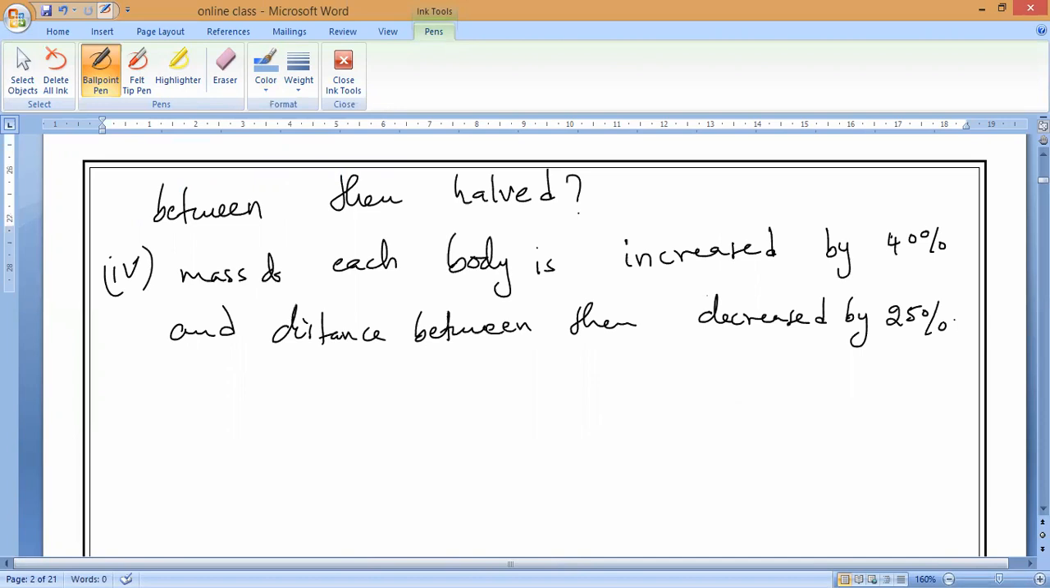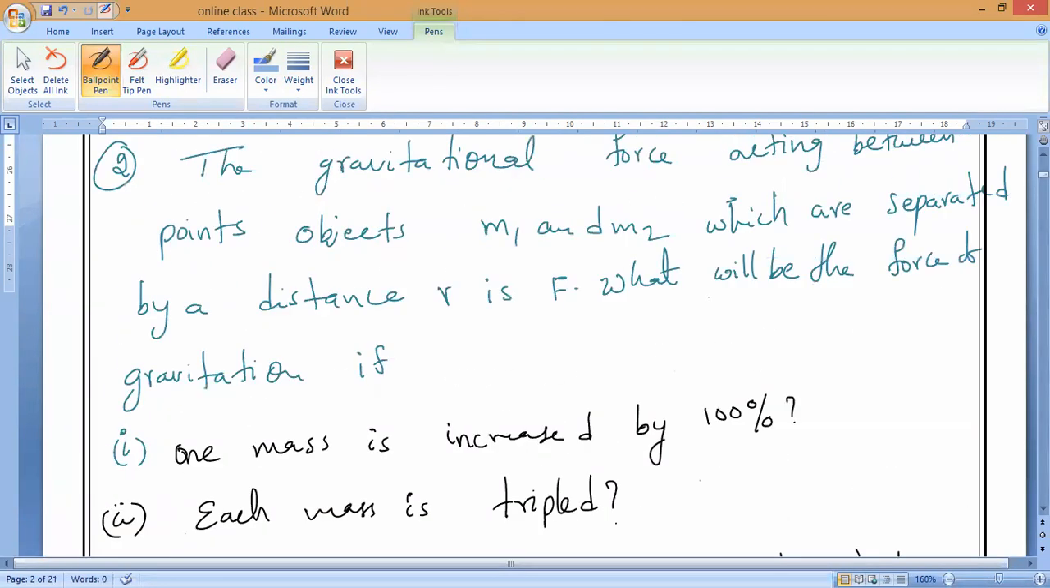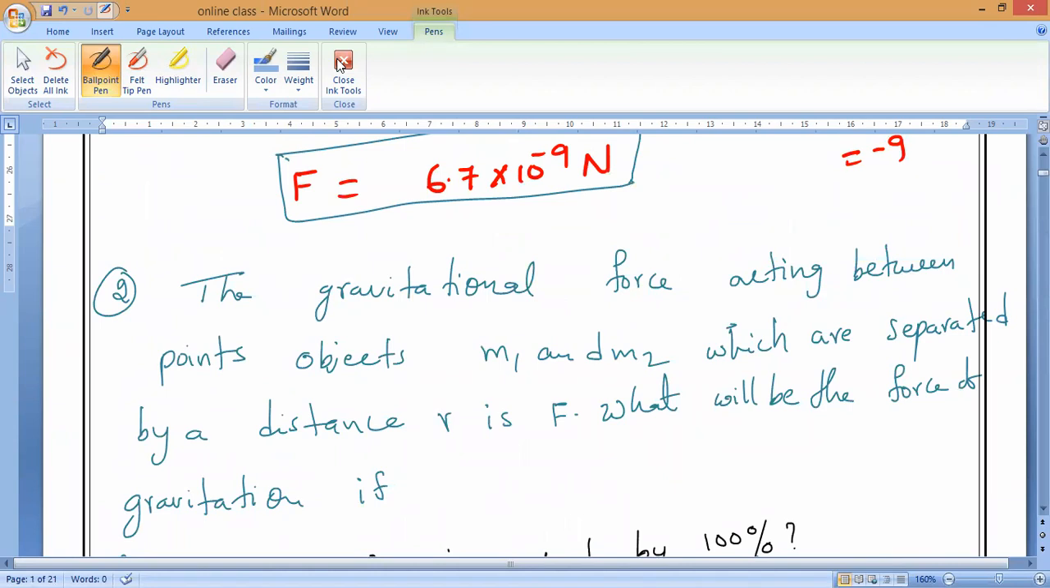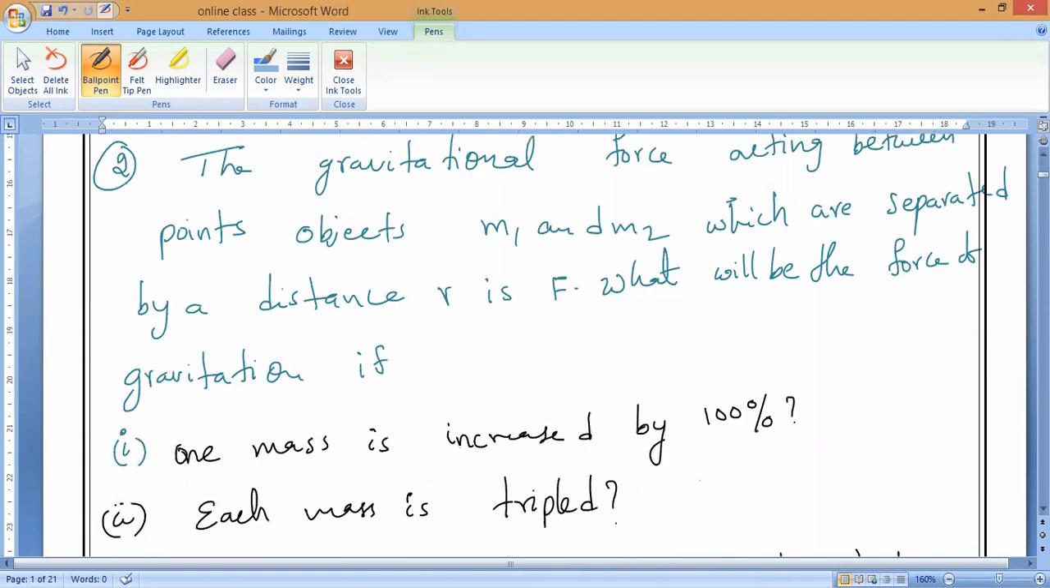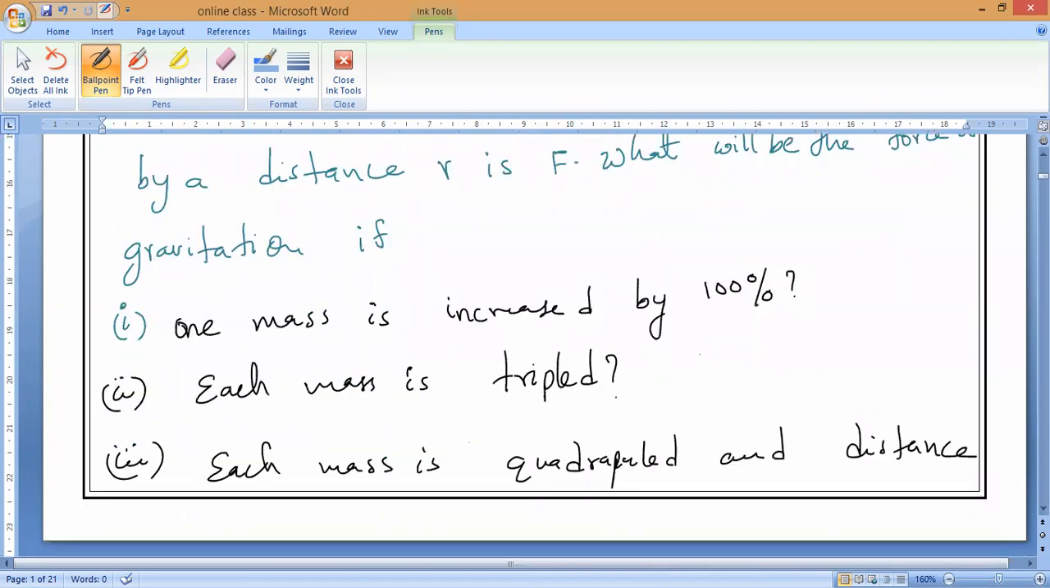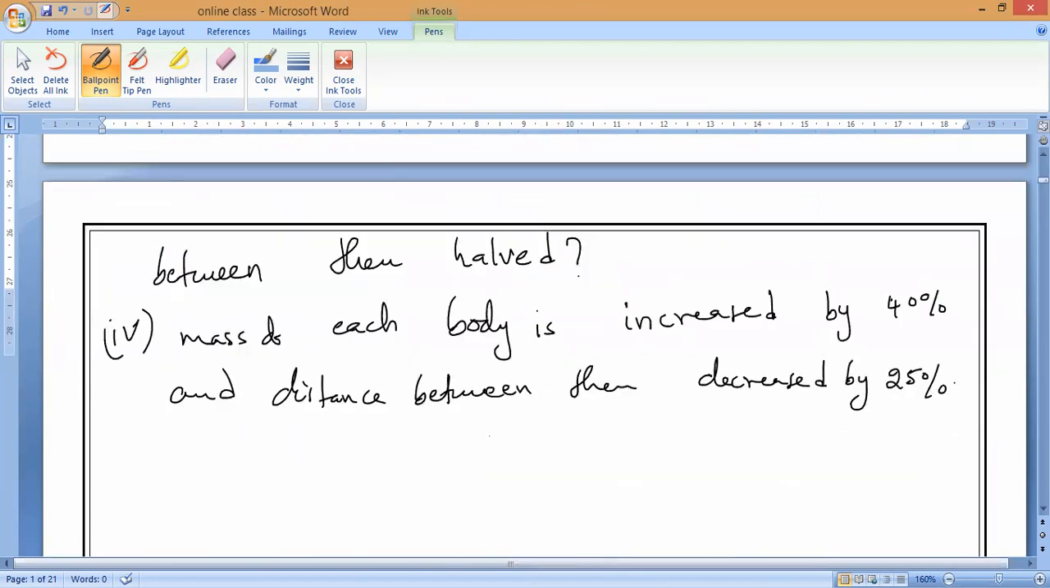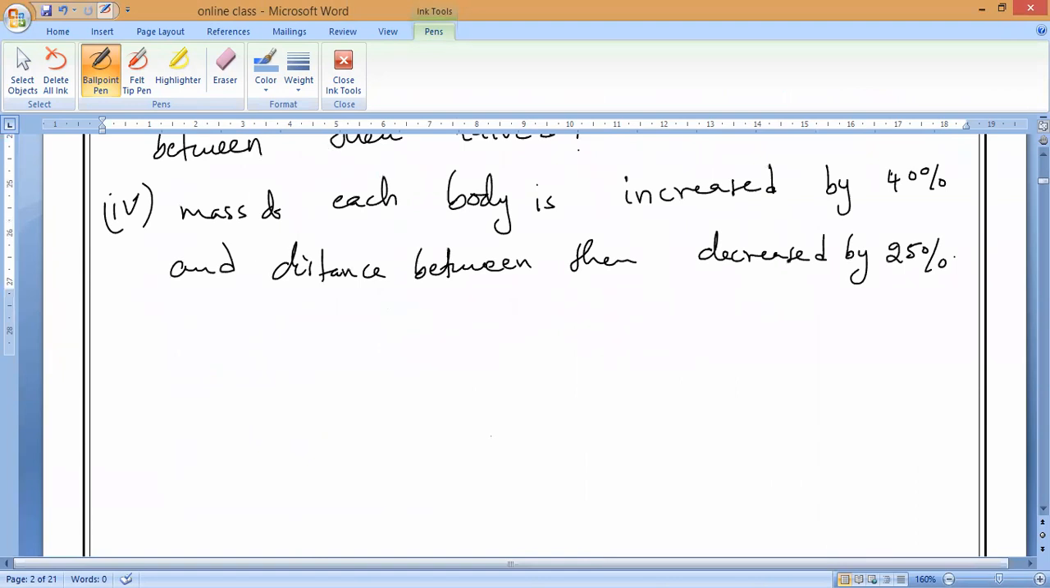So now, what is the first subdivision? Can anybody read? First question, you read. The gravitational force acting between the point objects M1 and M2, which are separated by a distance R, is F. That is what we know. So what will be the force of gravitation if one mass is increased by 100%? So now let us go to the solution.